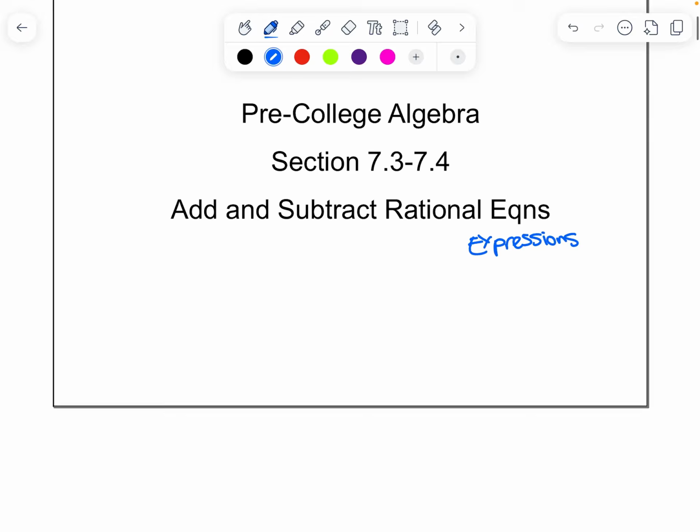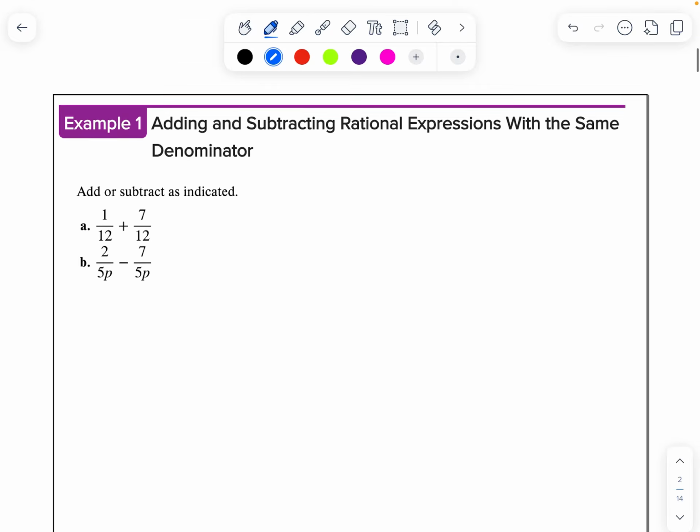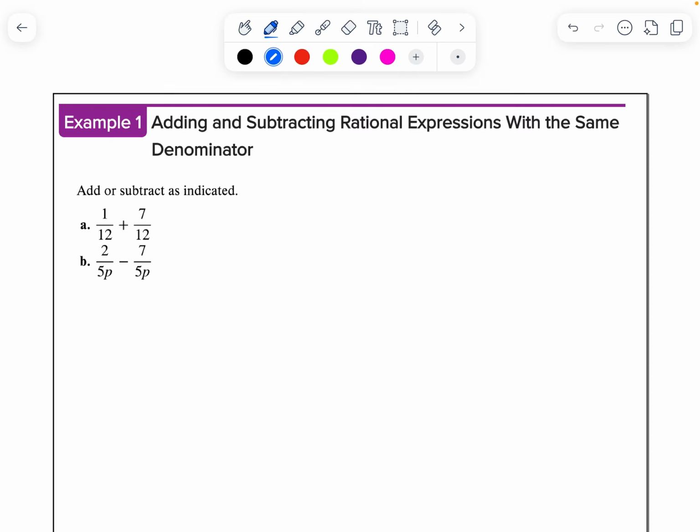Adding and subtracting fractions does require a little bit more. If you think back to your fourth or fifth grade, third grade, whatever grade it was that you did this, you can remember that as long as they had a common denominator, the same thing on the bottom, then you could add 1/12 plus 7/12 equals 8/12, and then you could simplify by dividing by the same thing, which would give you 2 over 3. The same thing here: 2 over 5p minus 7 over 5p, the same denominator, means we could subtract 2 minus 7 is negative 5, and then we could simplify.